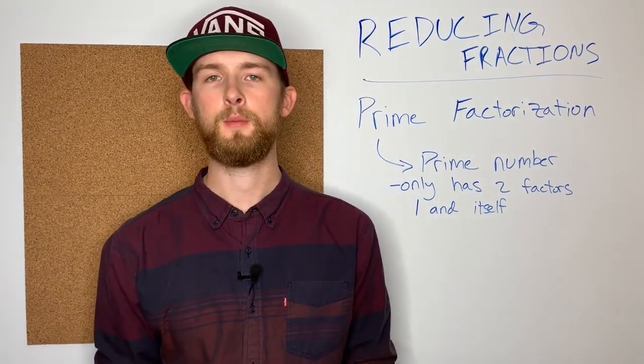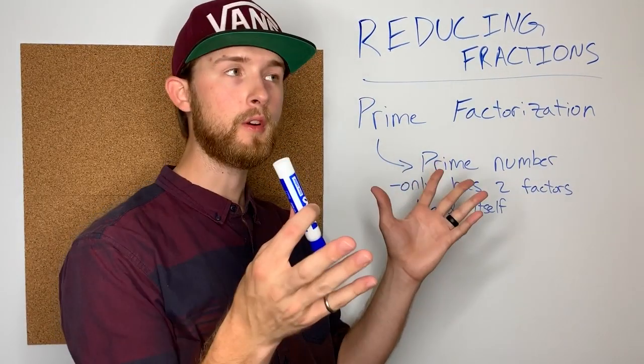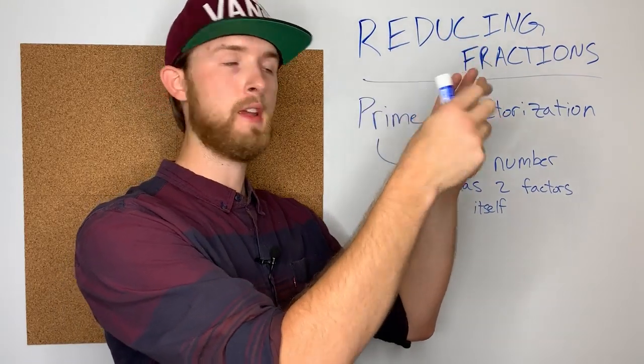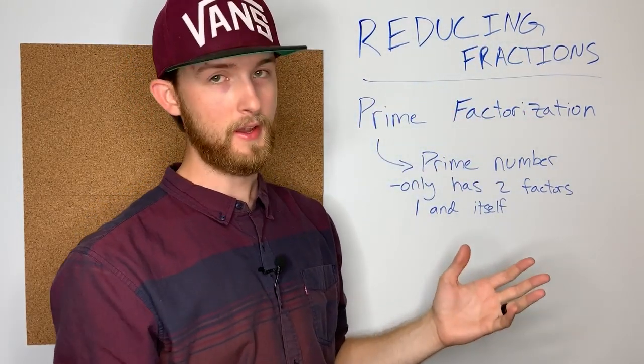The way that we're going to do that is by using a method called prime factorization. Prime factorization is just a scary word for saying, hey, take a number and break it up into a string of prime numbers. What's a prime number? Well, I'm glad you asked.